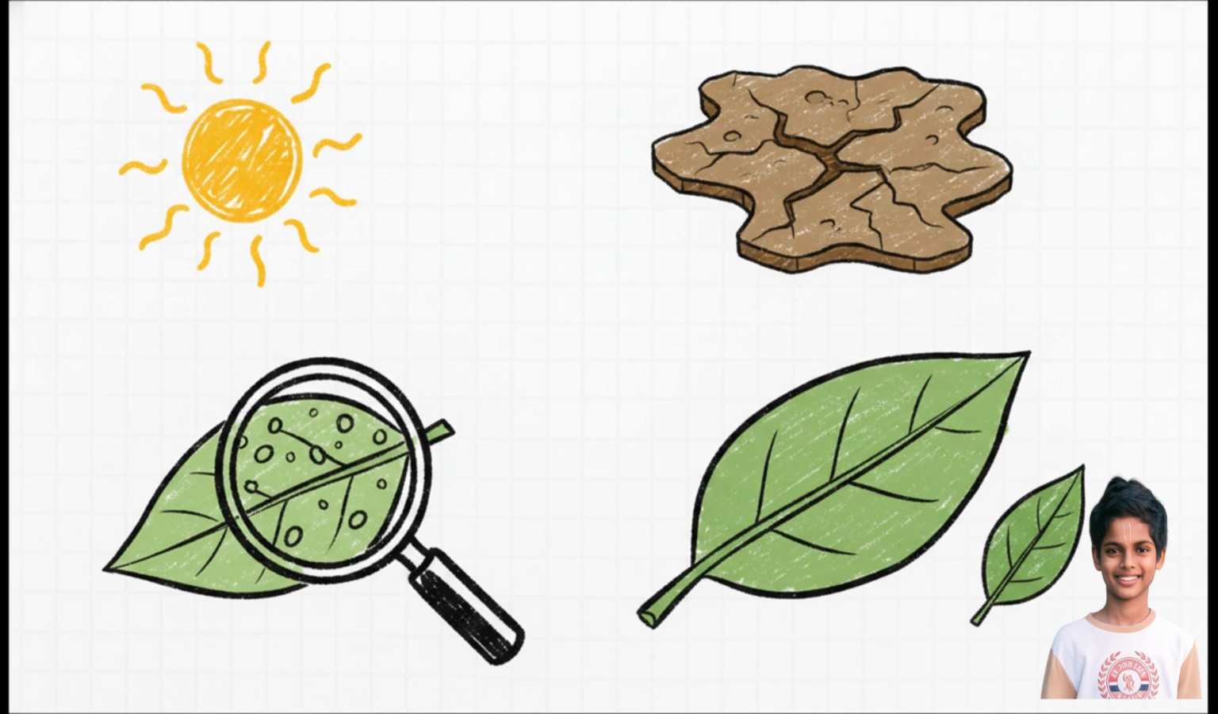Number 3, the stomata. More stomata equals higher transpiration. And number 4, leaf size. A larger leaf simply means faster transpiration. Just memorize those 4 points, beta, and those 4 marks are safely in your packet.